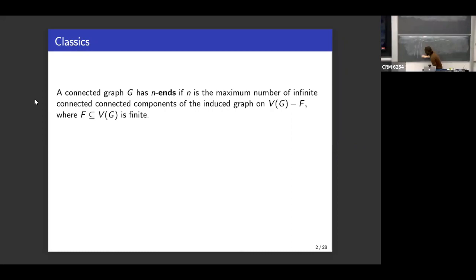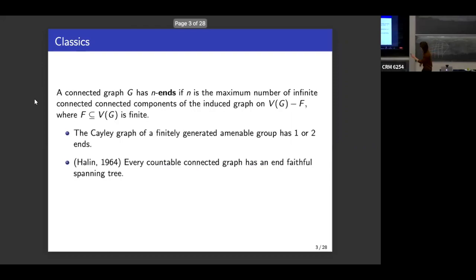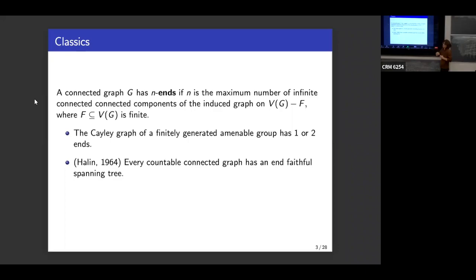On the other hand, something like the group Z squared will be one-ended, because no matter what finite set I kill from this graph, I'll have the stuff inside, and maybe there's some finite hole left over, but I'll have at most one infinite component on the outside. A couple of classical things that we know about ends of graphs: if I have an infinite finitely generated amenable group, then this thing has to have one or two ends. I'll forget about the silly zero-ended groups. These are finite. I don't want to care about them today.